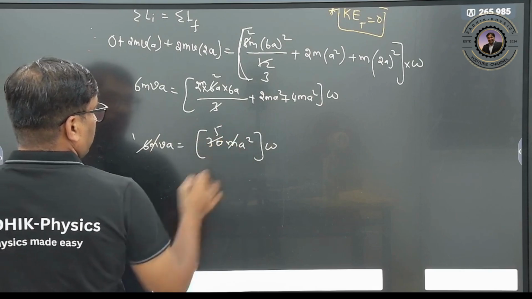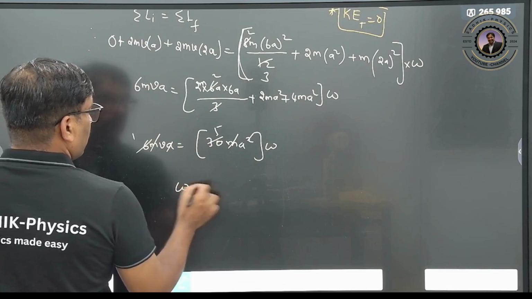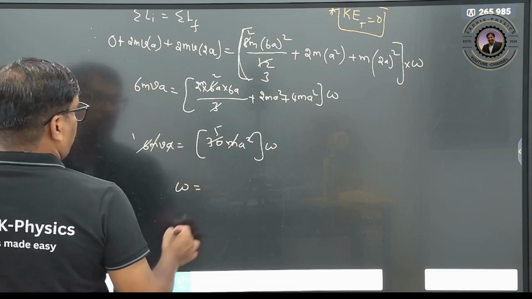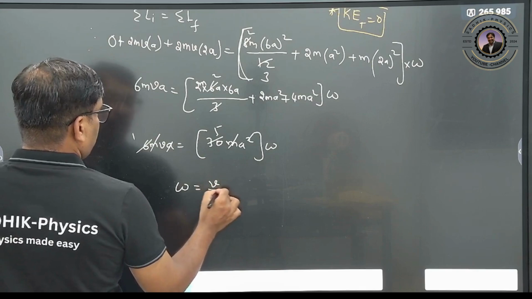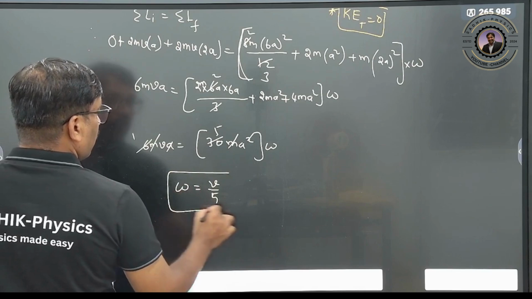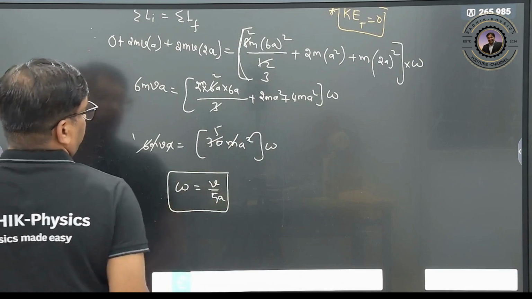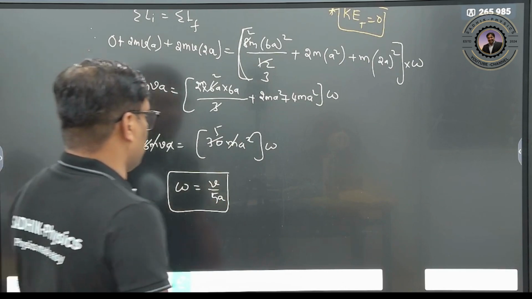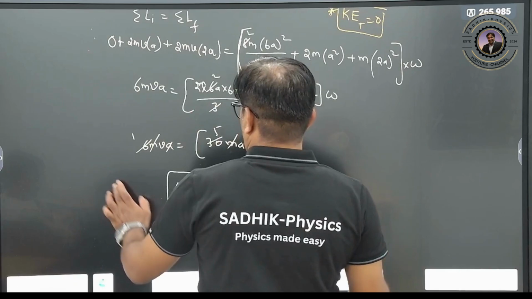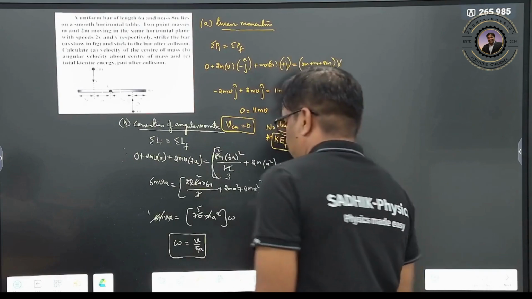So this m and m get cancelled out, no? So this a and a get cancelled out, no? Omega it will be equal to, therefore v by 5a. So this will be your angular velocity of this one.